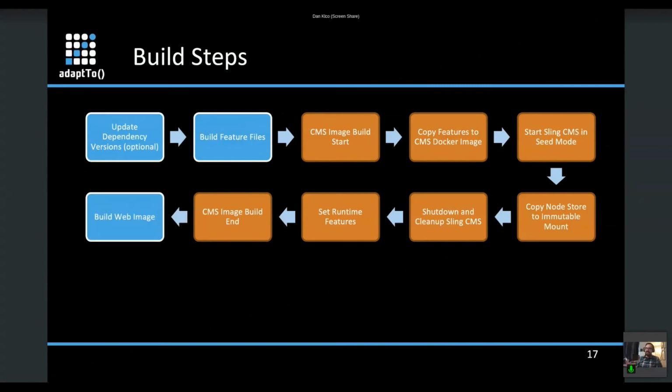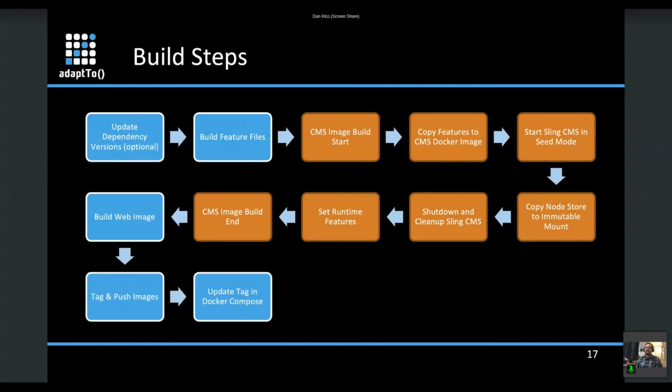The web build is fairly straightforward. It just starts with an image that's got Apache 2.4 on it and deploys some configuration files. Then it tags and pushes those images into the container registry. It updates the tag in Docker Compose. So that's the integration with the orchestration. If you had Kubernetes here, probably just push in a new tag, and then it tags and pushes those changes all into the Maven repository.